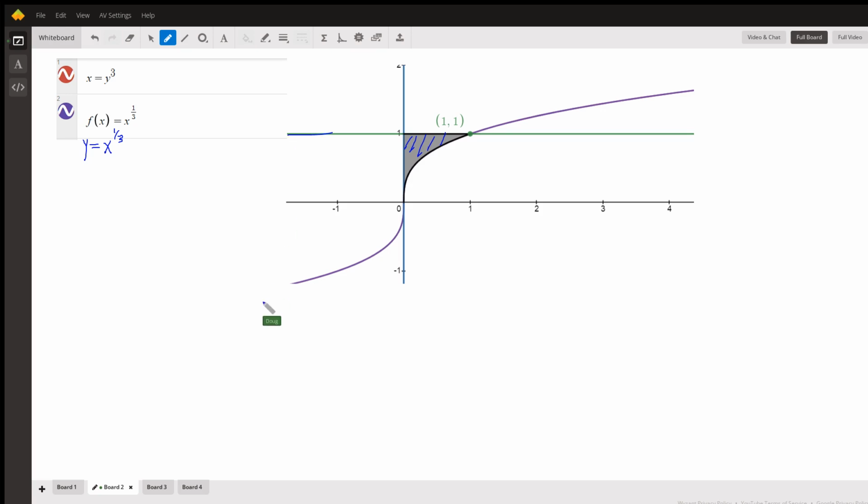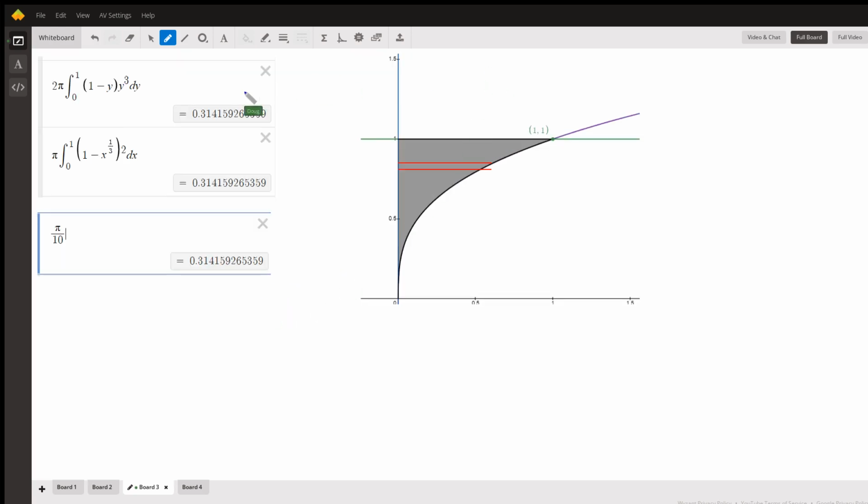Okay, so here on board 3, I've shown the setup of the integrals. This is the integral that you would use for the shell method, and this is the integral that you would use for the washer method. And here's the exact answer, pi over 10, and that matches these decimal approximations. So the question is, how do you set up this integral?